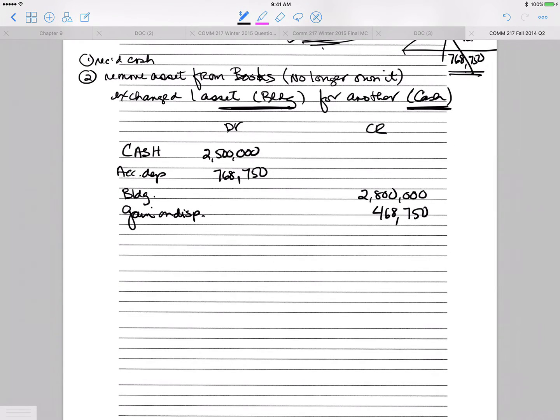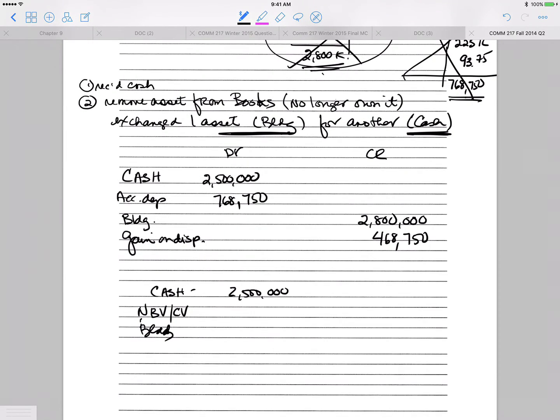Okay, so another way you could do this is say you received cash of $2.5 million, and what is the book value or the carrying value, or the net book value of the building? Okay, well, the net book carrying value of the building is $2.8 million minus the accumulated depreciation on the date of sale. Okay. And if you do that, just let me do that for a second. Minus $768,750. So the book value is $2,031,250.